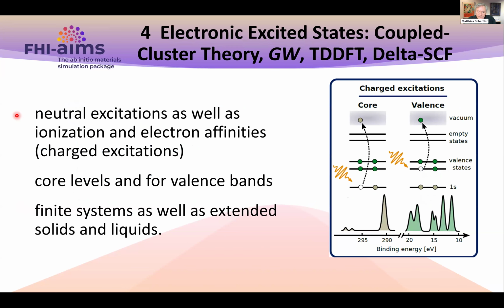It discusses the GW method, time-dependent density function theory, and delta SCF. These implementations cover neutral excitations as well as ionization and electron affinities, which means charged excitations. And we can do this for core levels and for valence bands. And we can do this for finite systems as well as for extended solids and liquids.